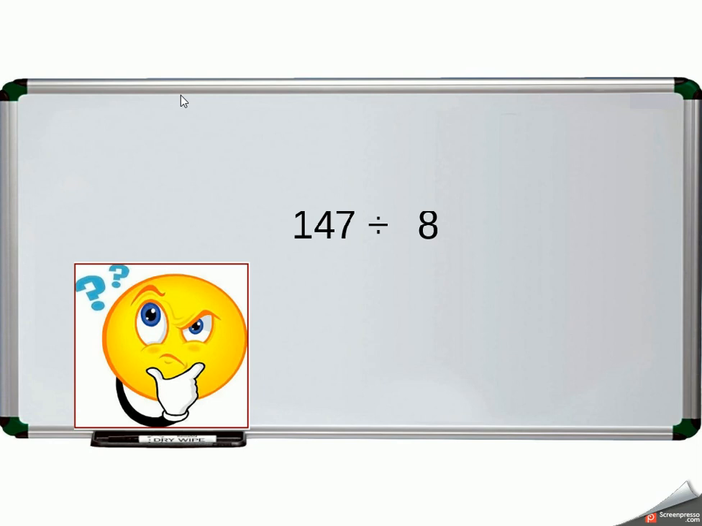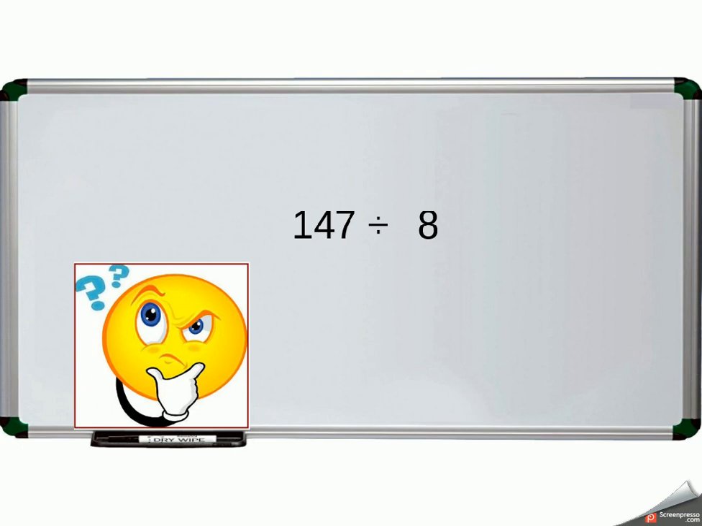Let's then have a look at rounding and estimation. It's a little bit more complicated at GCSE level, but we're going to look at it at a basic level here to help sometimes make calculations easier. So for instance, here we've got 147 divided by 8.